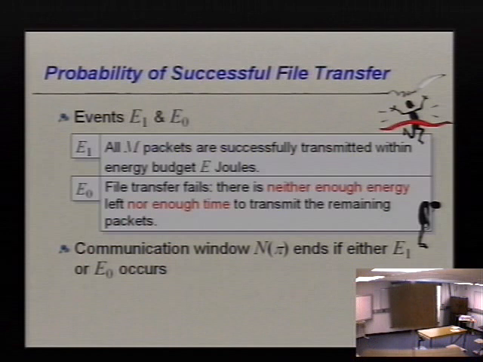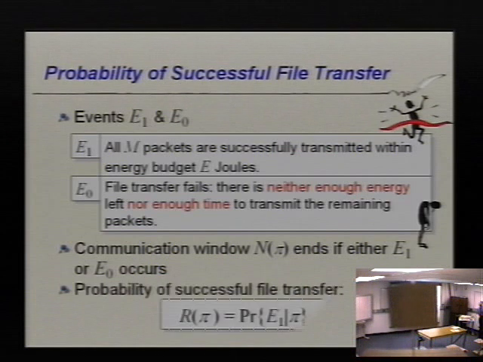Okay, so here we assume the communication is terminated immediately after we find that it is impossible to transmit all the remaining packets in the buffer by the residual energy or in the remaining time. So actually, the communication time window is the time interval from the beginning time instant to the time instant at which either event 1 or event not occurs. Either we find event 1 or event not occurs, we immediately stop this communication procedure. And we also found that the probability of successful file transfer is the probability that event 1 occurs given a transmission policy pi.